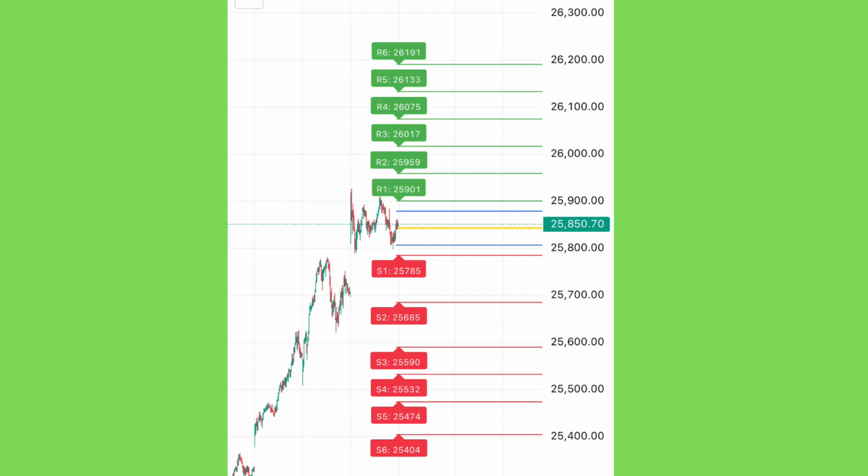The level around 25,500 is also a major psychological and technical support from a daily chart perspective. A breakdown below S3 could trigger profit booking towards S4 at 25,532. As always, a strict stop loss for any short position should be kept just above the main pivot point at 25,850.